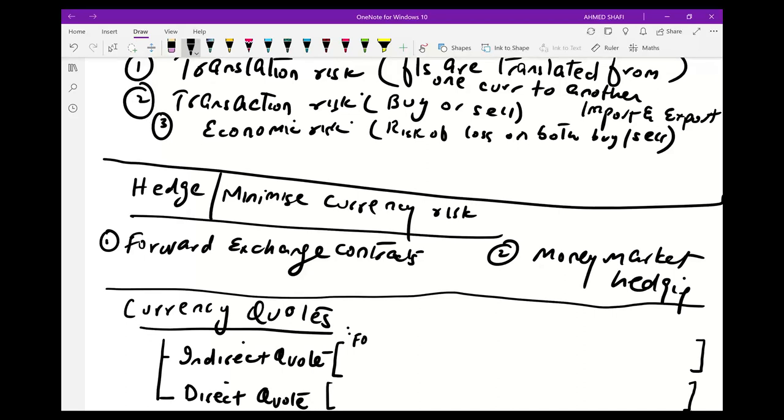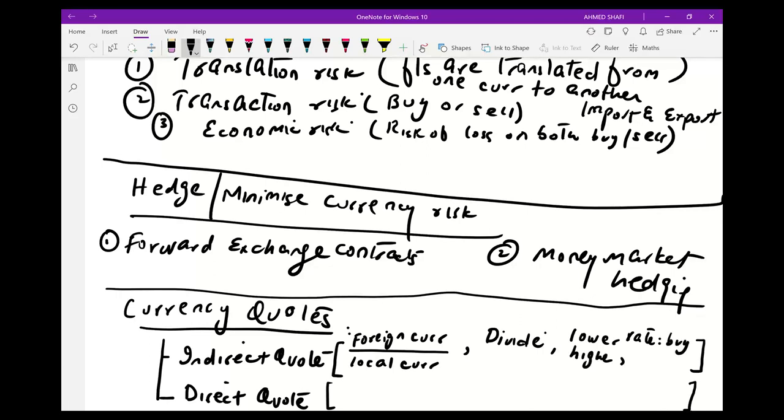Indirect quote sign is foreign currency numerator, local currency denominator. Whenever you see something like this, that foreign currency is coming in numerator and the company's home currency or local currency is denominator, that's indirect quote. In indirect quote, to convert from one currency to another, we always divide. And in indirect quote, out of the two rates, the lower rate is always the buying rate, and the higher rate is always the selling rate. Okay, you must memorize these rules.